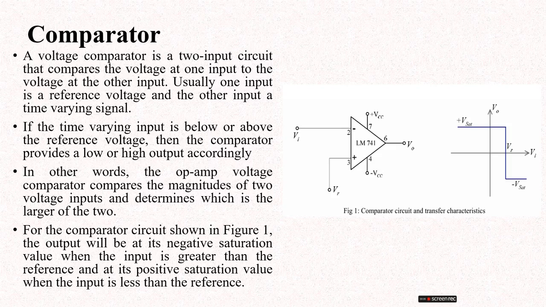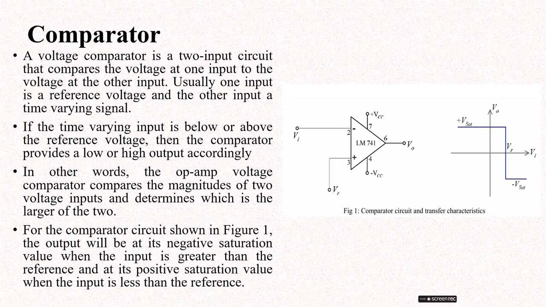A comparator is an electronic circuit. We can call it a voltage comparator also. This voltage comparator is a two-input circuit that compares the voltage at one input to the voltage at the other input. Usually one input is a reference voltage and the other input is a time-varying signal, either a sine signal or a square signal, whatever it may be. If the time-varying input is below or above the reference voltage, then the comparator provides a low or high output accordingly. Understood that?